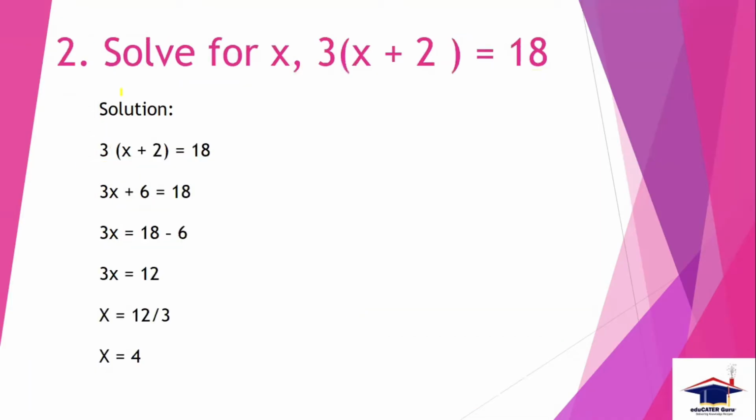Next, solve for x. The equation is 3 into x plus 2 equals 18. So given 3 into x plus 2 equals 18. So we have to multiply. 3 into x is 3x. 3 into 2 is 6 equals 18. 3x equals 18 minus 6. That is 12. So x equals 12 divided by 3. So the value of x is 4. This is how you find out the value of x.